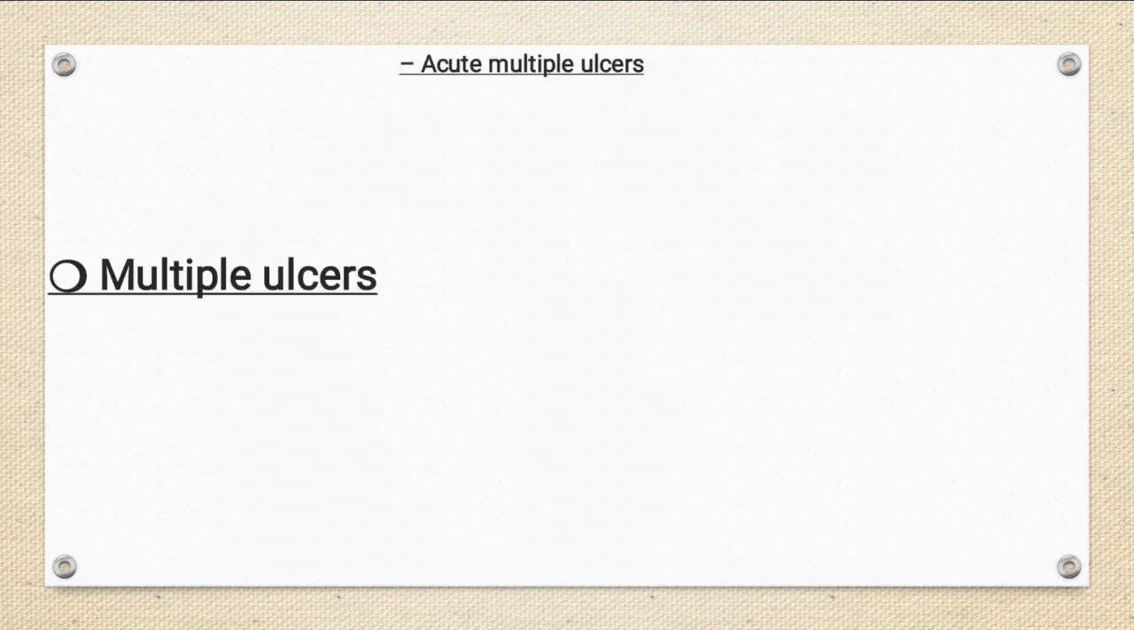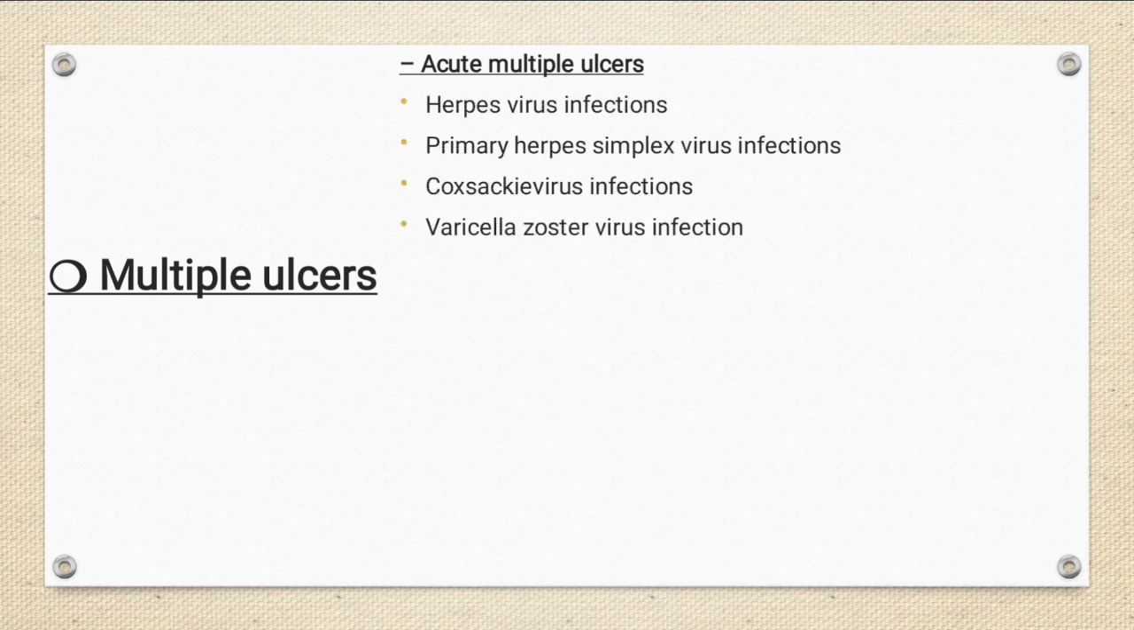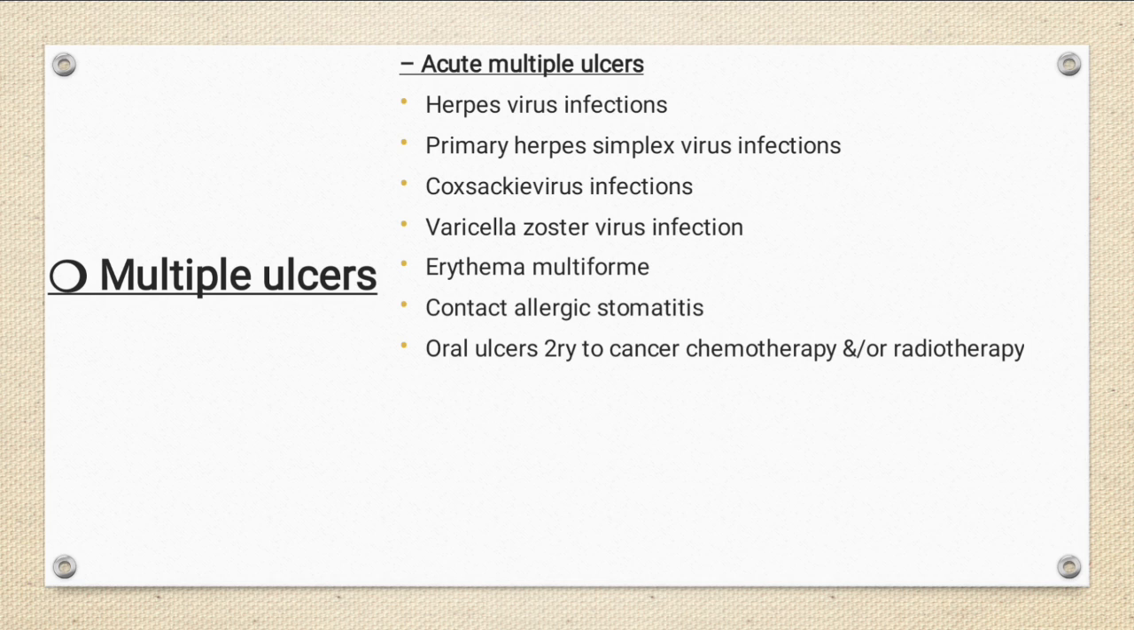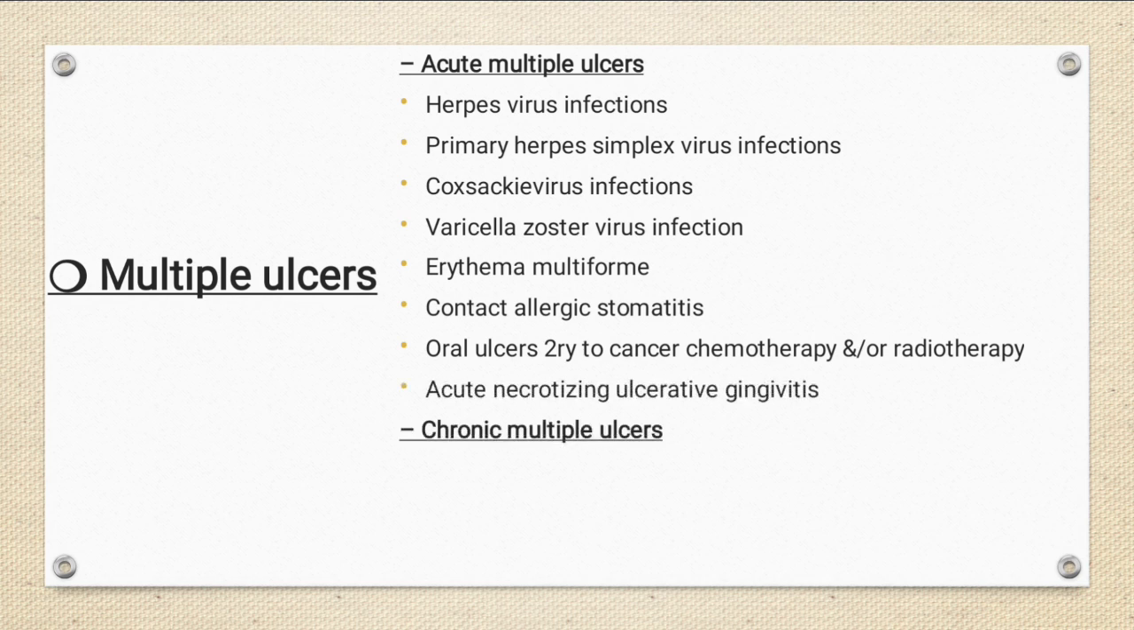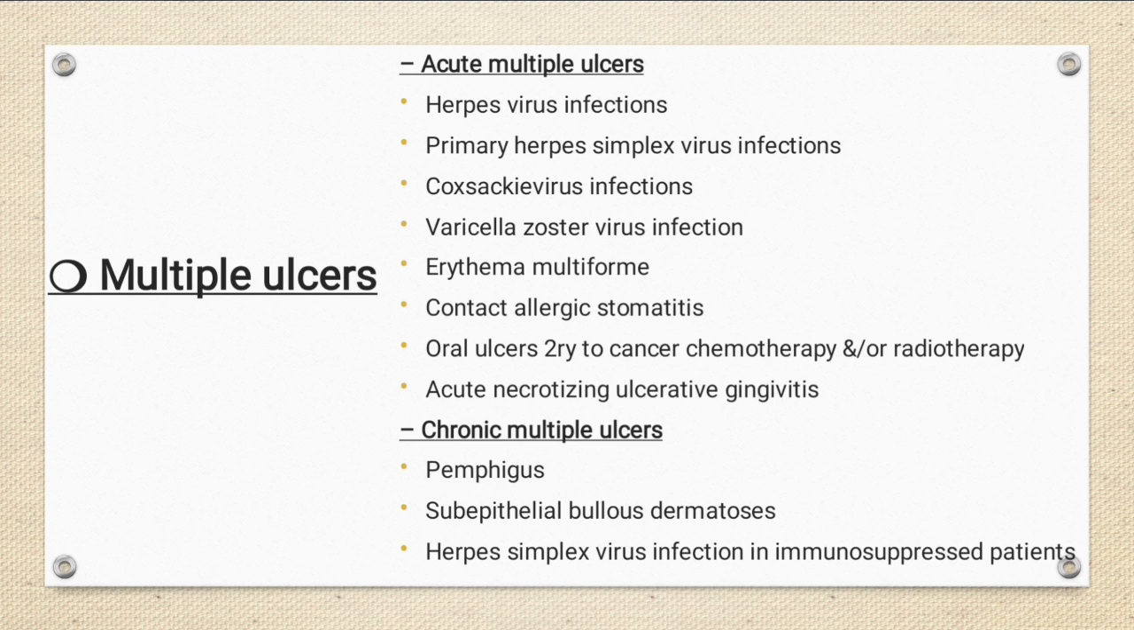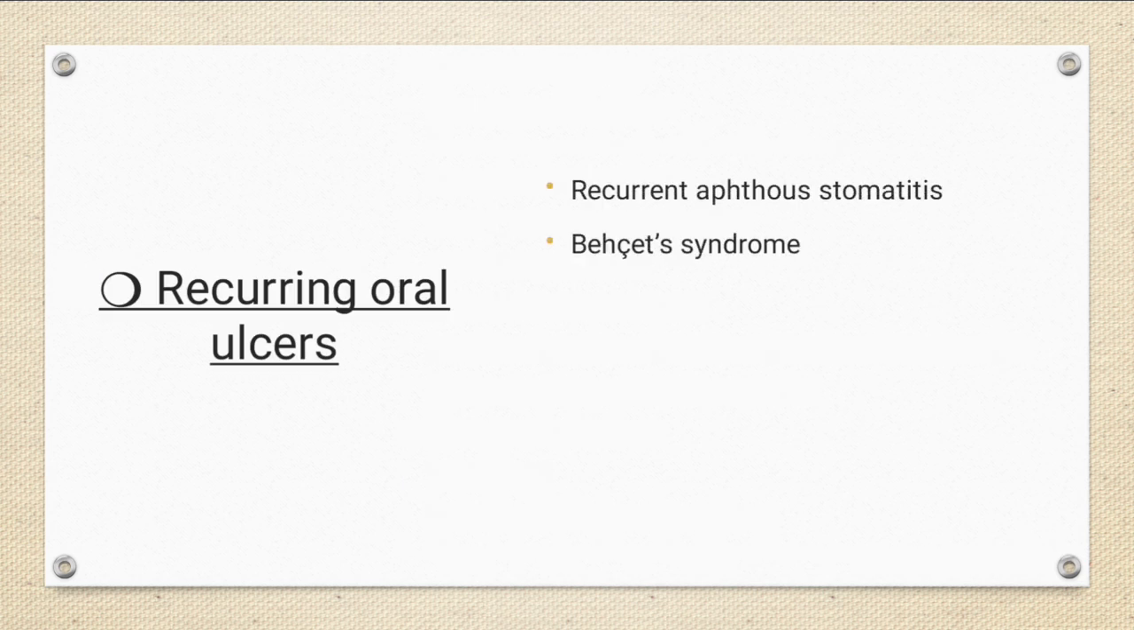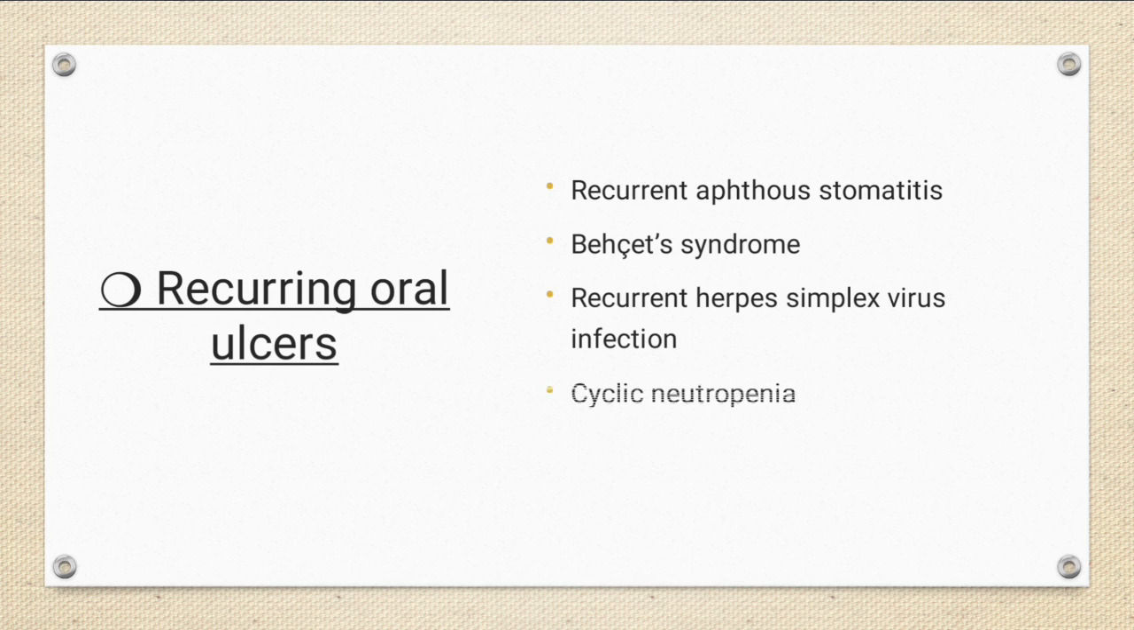Multiple ulcers could be acute or chronic, and most of the acute ones are viral, and erythema multiforme and contact allergic stomatitis. Ulcers secondary to cancer chemotherapy or radiotherapy could appear as acute multiple ulcers after the treatment starts. And ANUG also is an acute condition. Chronic multiple ulcers are related to chronic diseases, as we said before, subepithelial bullous dermatosis, and herpes simplex virus in immunocompromised patients will be chronic. Recurring oral ulcers include recurrent aphthous stomatitis, Behçet syndrome, and recurrent herpes simplex virus infection, and this will be discussed later.